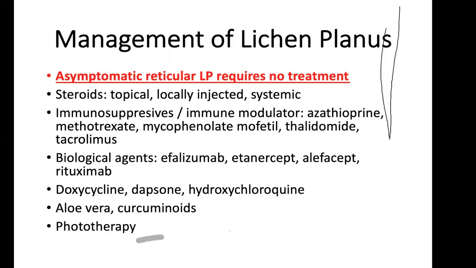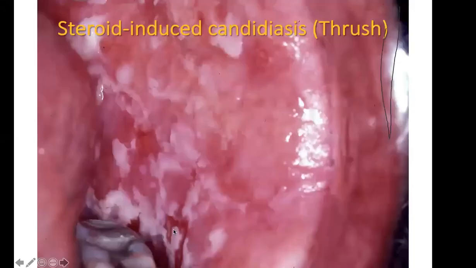There are other immunomodulators and immunosuppressive agents like azathioprine, methotrexate, mycophenolate, thalidomide. Be very careful prescribing thalidomide to pregnant patients. It causes significant limb deficiencies known as phocomelia. Most of these immunosuppressives and immunomodulators are very, very toxic to the fetus. There are other biological agents. Rituximab is a favorite of mine. Doxycycline, dapsone, hydroxychloroquine. And then there are other things like haldi, curcuminoids, aloe vera, and phototherapy, that's PUVA.